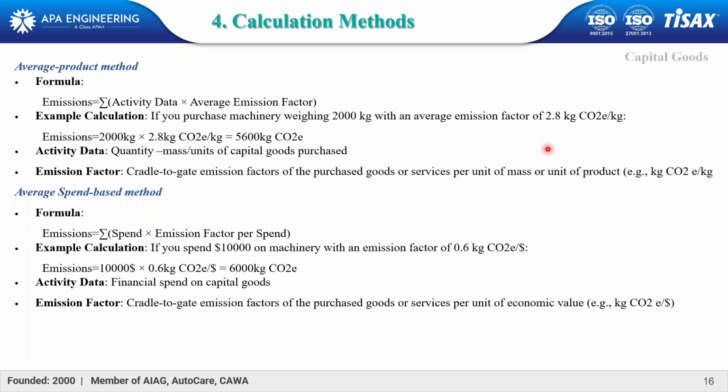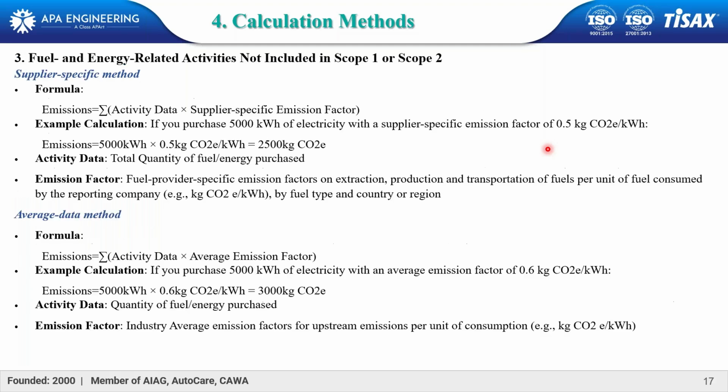The activity data required for this will be the quantity of capital goods purchased, and the cradle to gate emission factors per unit value will be the emission factor. Similarly, for the spend-based method, the amount of monetary value spent on the machinery and the emission factor per monetary value will be the required data and emission factors. Just like purchased goods, the supplier-specific method offers the most accurate results, while the other methods are more practical but might lack precision.